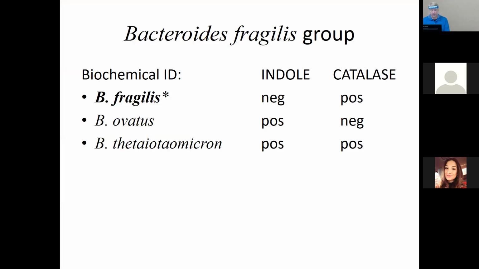So Bacteroides fragilis group: fragilis is indole negative, catalase positive; ovatus is indole positive, catalase negative; and thetaiotaomicron is indole positive, catalase positive. Again, gram-negative rods in our anaerobic section.